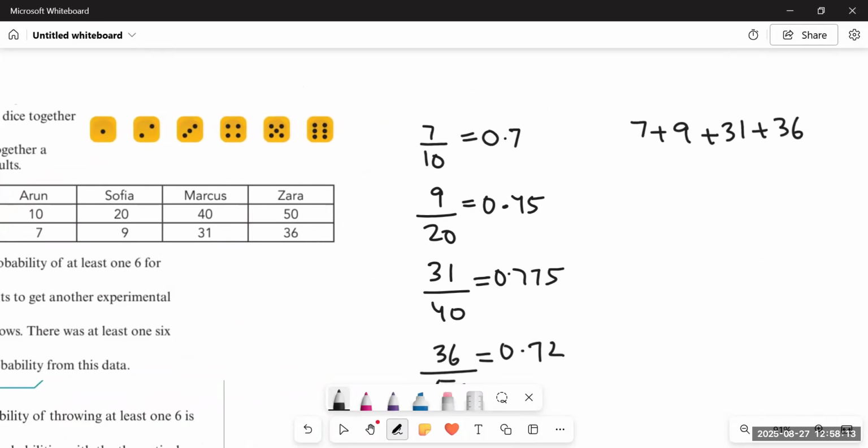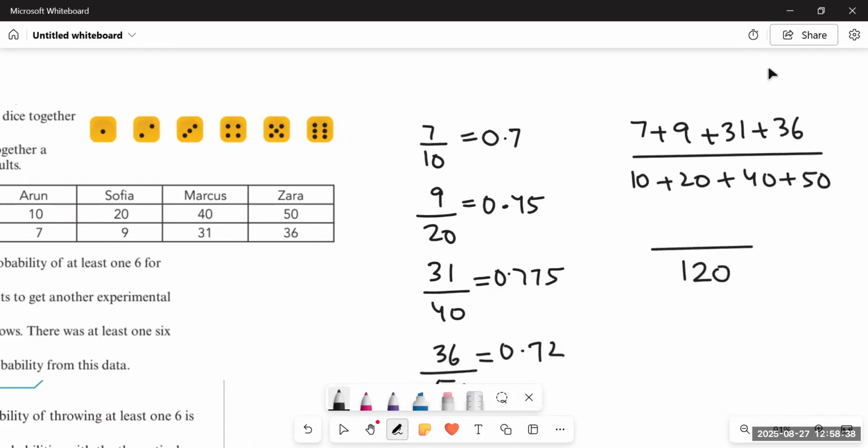This is the total number of times they got at least one 6 while throwing the dice 10 times, 20 times, 40 times and 50 times. The total number of times all 4 of them threw the dice was 10 plus 20 plus 40 plus 50, which is 120 times. Altogether, they threw the dice 120 times, and out of these 120 times, they got a 6 on at least one of the 6 dice 83 times.